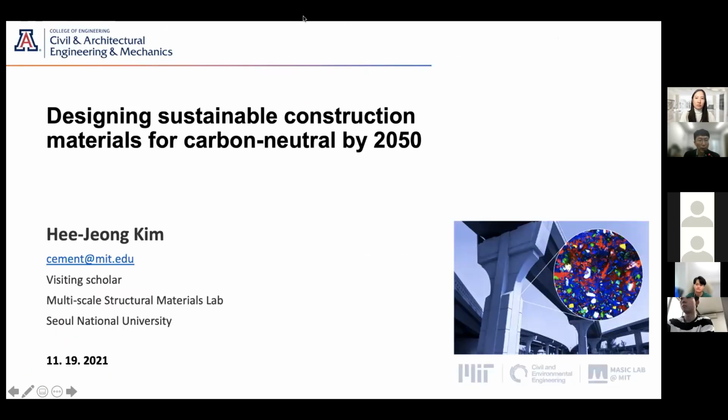This is the BK Brain Korea 21 New Frontier Seminar this semester, and today's speaker is Dr. Hee-Jeong Kim. She got a PhD at KAIST, and her major is structural materials, and she's going to talk about designing sustainable construction materials for carbon neutrality by 2050. So it looks like a very interesting topic. And as you may know, she will work as an assistant professor at the University of Arizona from early next year.